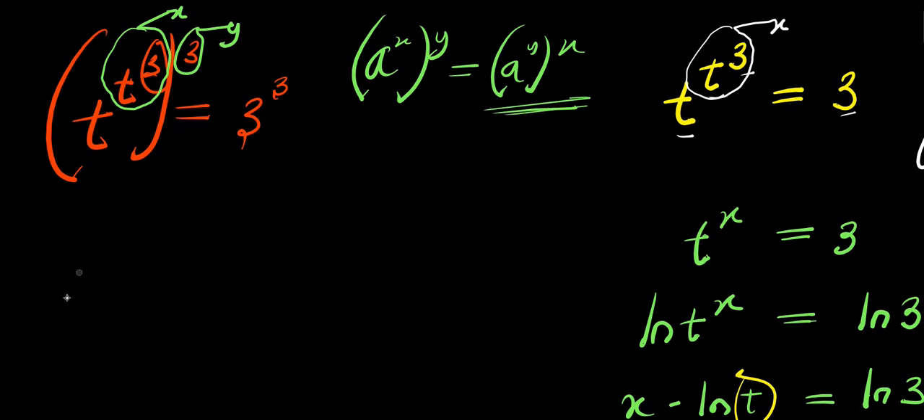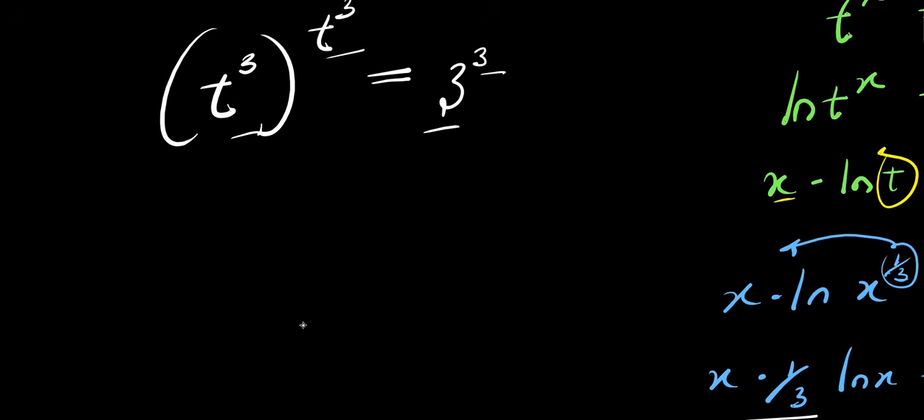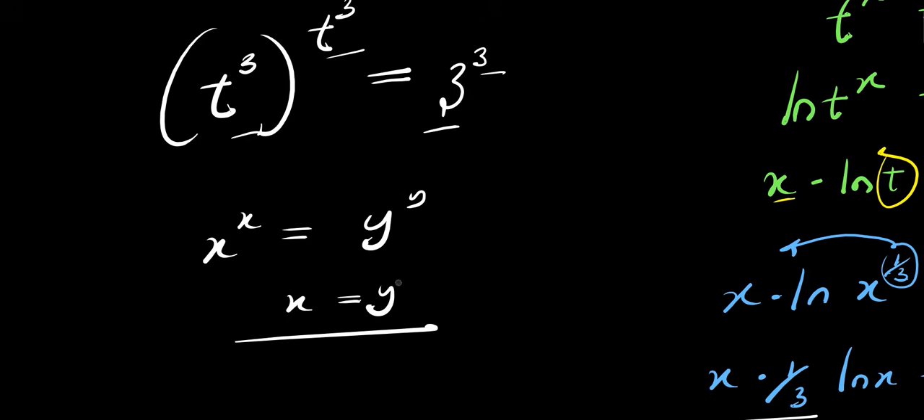I will simply have it is constant, which is t to the power of x, now y, which is 3, and this is raised to the power of x, which is t power 3. And this equals 3 power 3. If you observe, there's 3 here, there's t power 3 here. So if you have x power x equals y power y, that means x equals y. So using that here, I can have t power 3 equals 3.